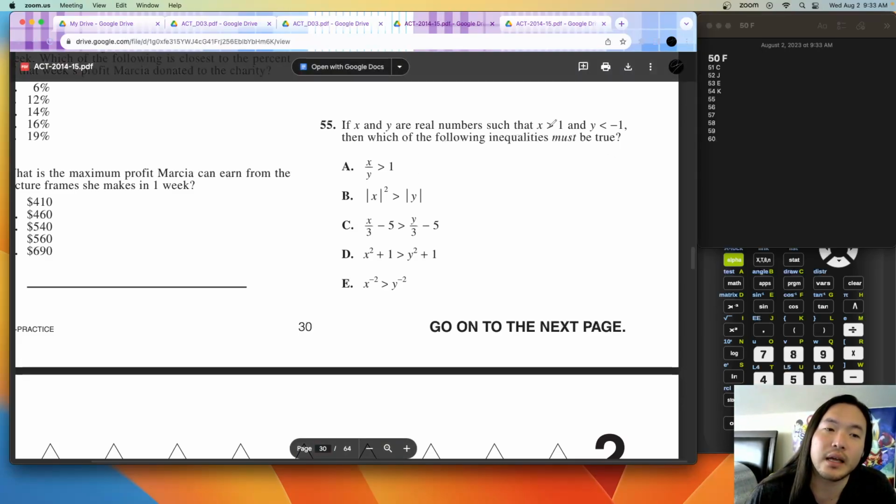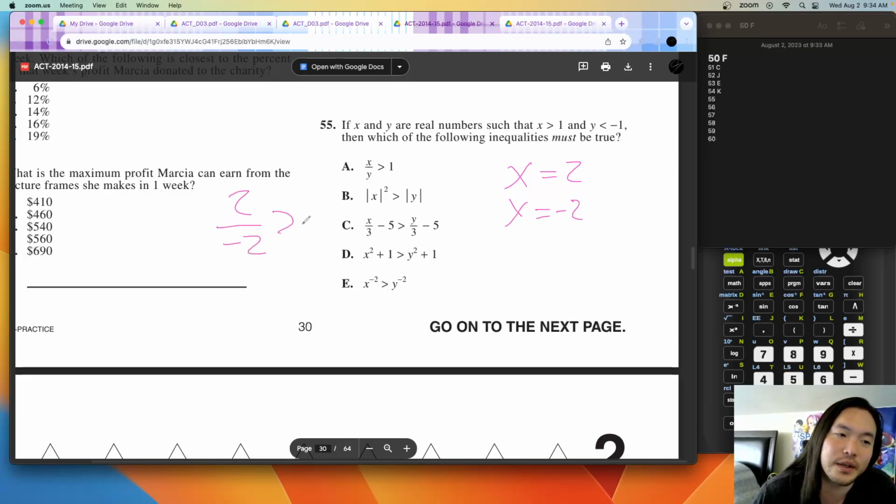Well, if they tell you x is some number bigger than 1, y is some number less than -1, whatever, fine. The first number that comes to mind for me: pick a number greater than 1, I'm picking 2. Pick a number less than -1, I'm picking -2. Okay, so this one would mean 2 divided by -2 is greater than 1. No, this is -1, which is definitely not greater than 1.